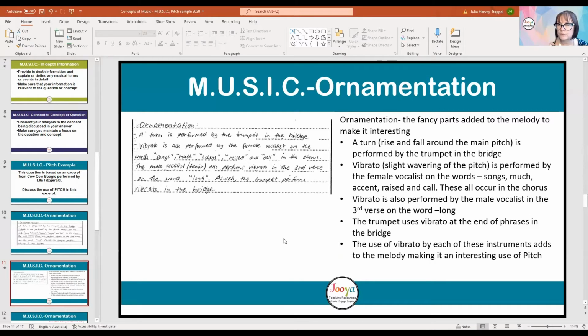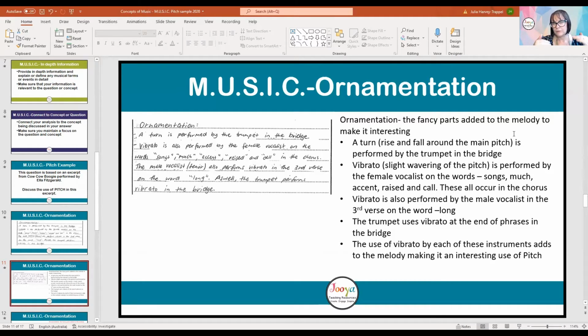Okay, so we've just added a little bit more there to what this student had already written. Vibrato is also performed by the male vocalist in the third verse on the word long. The trumpet uses vibrato at the end of phrases in the bridge. And then the last thing there is the use of vibrato by each of these instruments adds to the melody, making it an interesting use of pitch, or interesting use of ornamentation is something you could do there, because as I said, we are talking about ornamentation, but I get my kids to link it back to the concept we're talking about. So it depends on what you're actually writing and what you're referring to.